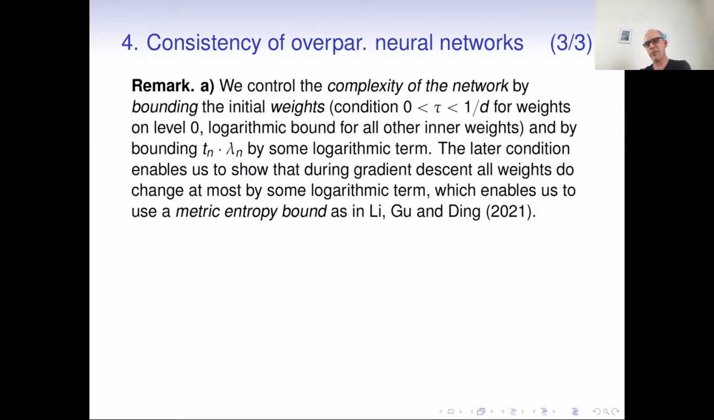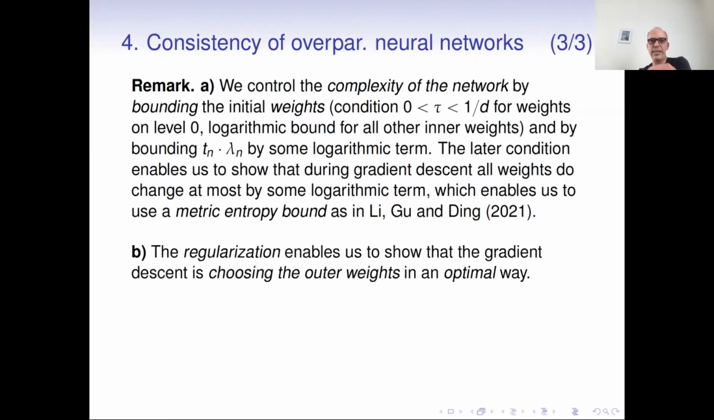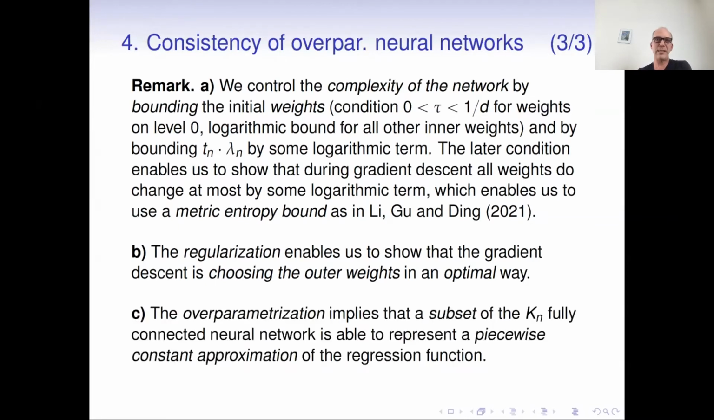I learned this trick of proving this without using a metric entropy bound from some recent paper by some Chinese authors, which I found by accident. And this is very useful here. The second thing: due to the regularization, I'm able to show that the gradient descent is choosing the outer weights in an optimal way. And you are right, actually what I use is that I optimize only the outer weights, and the inner weights don't change much. And then I use that the overparametrization implies that a subset of the Kn fully constructed neural network is able to represent a piecewise constant approximation of the regression function in such a way that even if you change these inner weights a little bit by this log factor, it doesn't change at all. And that enabled me to prove the results.